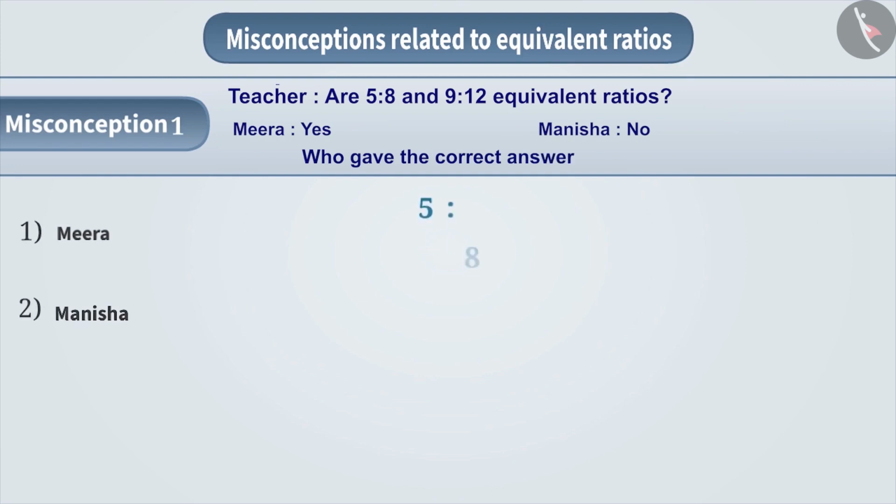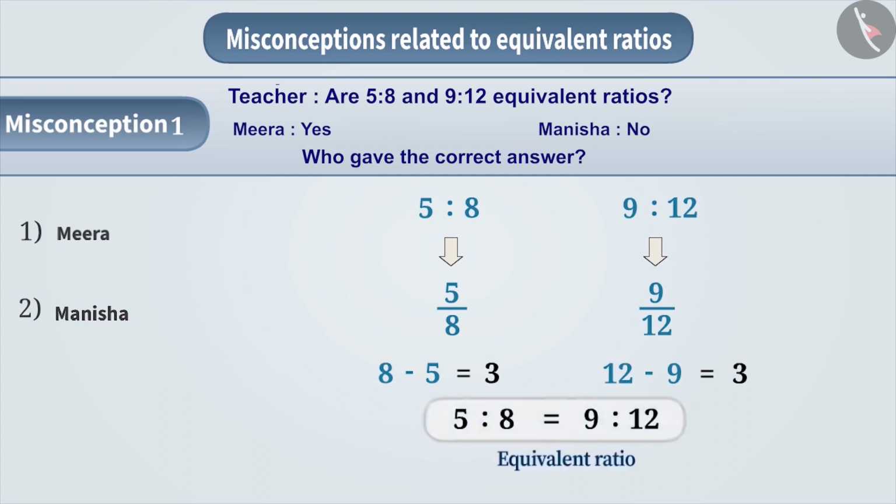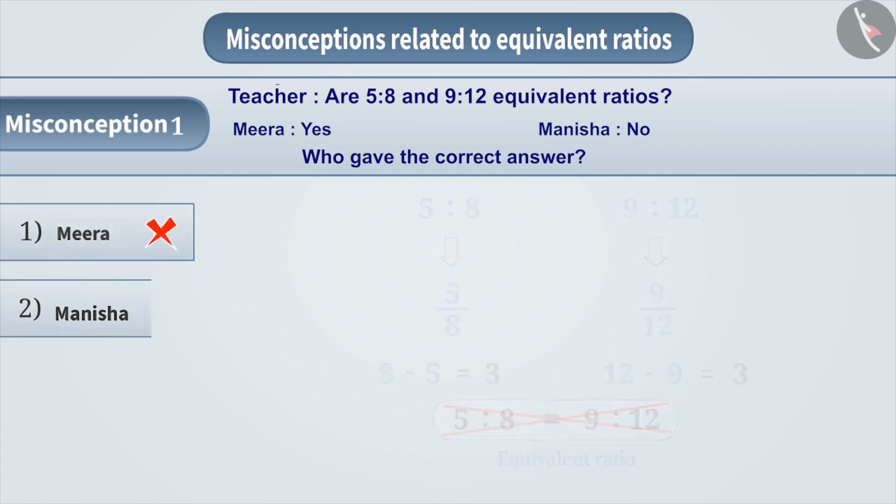We can write 5:8 as 5 by 8 and 9:12 as 9 by 12. You would think that just because 8 minus 5 is equal to 3 and 12 minus 9 is also equal to 3, the two ratios 5:8 and 9:12 are equivalent ratios. However, this is incorrect. So Manisha has got the right answer.